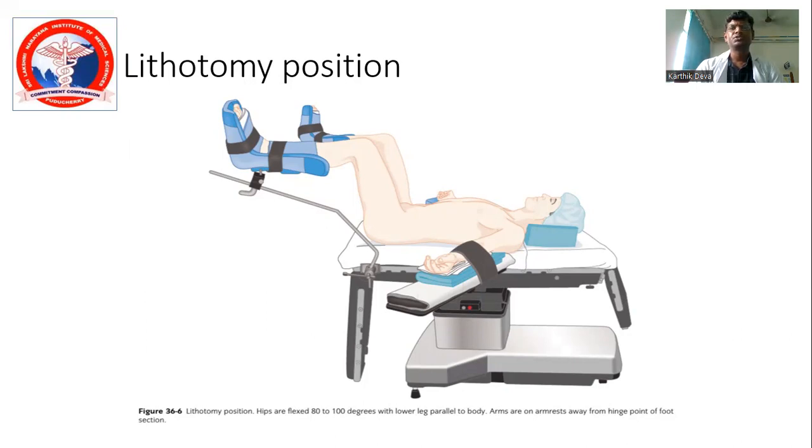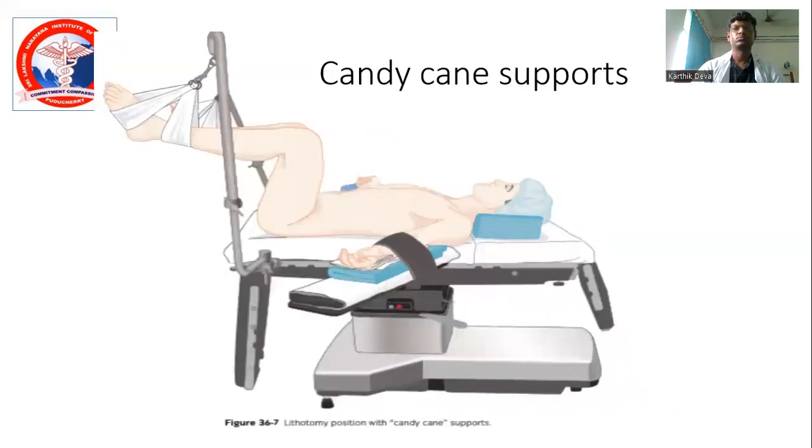Coming to lithotomy position, here the picture shows the lithotomy position. Here the hips are flexed 80 to 90 degrees with the lower leg parallel to the body. Arms are on the armrest, away from the hinge points of the foot section. During lithotomy position, we can also use the candy cane to support the legs. Here the support is called the candy cane support.